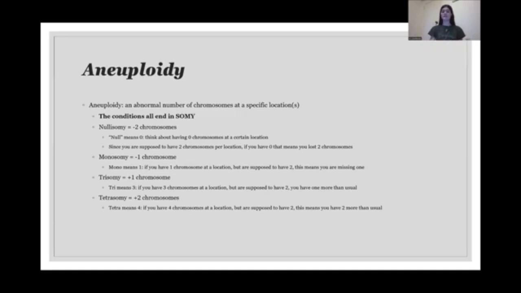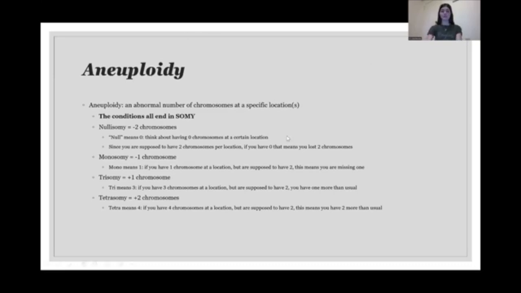In trisomy, remember we always start with our 2 chromosomes, and tri means 3. So we go from 2 to 3. We added on 1 chromosome. So in humans, this would mean having 47 chromosomes. And in tetrasomy, we always start with our 2. Tetra means 4. So how many did we add? We added on 2. So tetrasomy means plus 2 chromosomes. And in humans, this would mean 48 chromosomes.